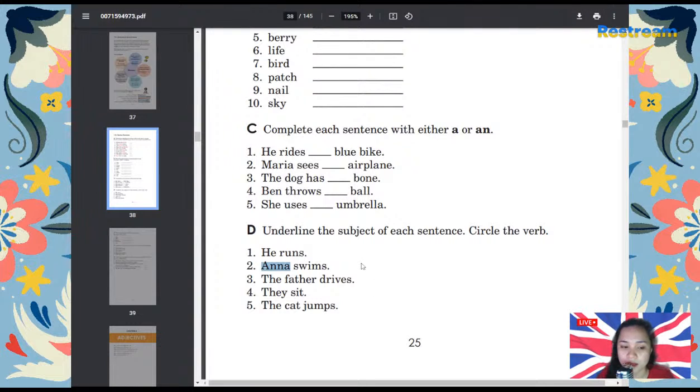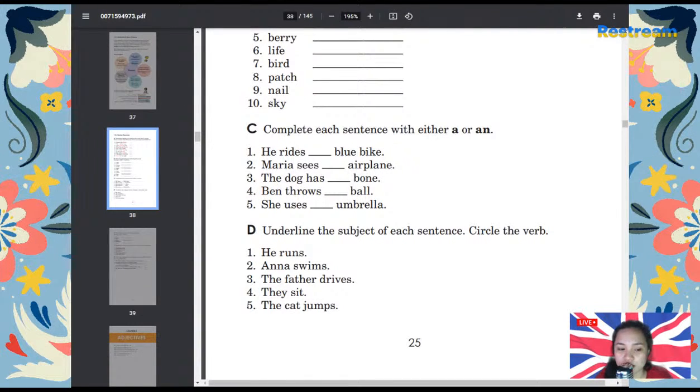Okay? Very good. Next, number three, the father drives. The father drives. So which one here is the subject? Subject. So this is very simple on your part, right? Okay, so this is an easy one and also at the same time a recap from the past few topics that we have discussed in the past sessions.